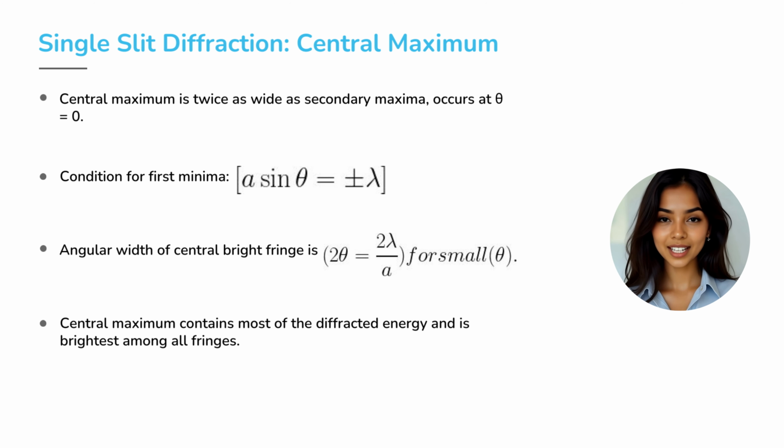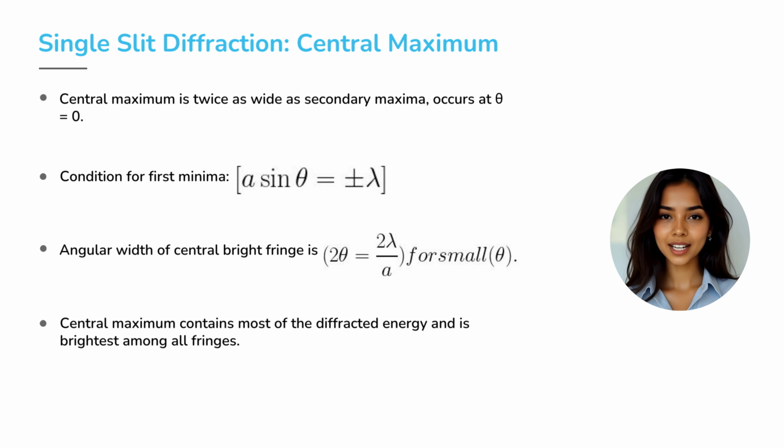Let's zoom in on the classic single-slit diffraction pattern and talk about its brightest feature, the central maximum. This bright fringe right in the middle is the showstopper and is about twice as wide as any of the smaller side lobes or secondary maxima on either side.